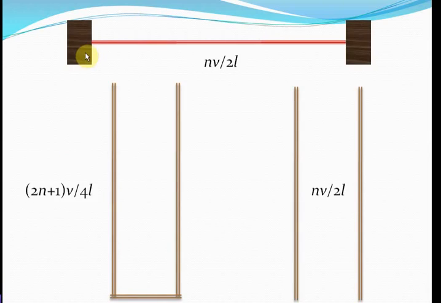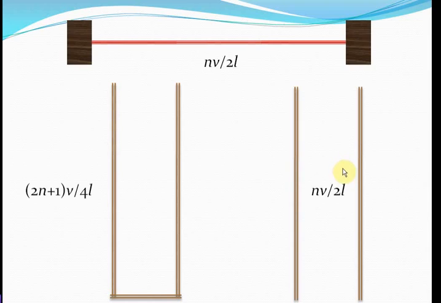The range of possible natural frequencies that can be created in a fixed string is NV by 2L. The range of possible frequencies that will generate a standing wave in a closed organ pipe is (2n plus 1) V by 4L, where 2n plus 1 represents any odd number. Similarly, the frequency that must be applied in an open organ pipe to generate standing waves is NV by 2L.